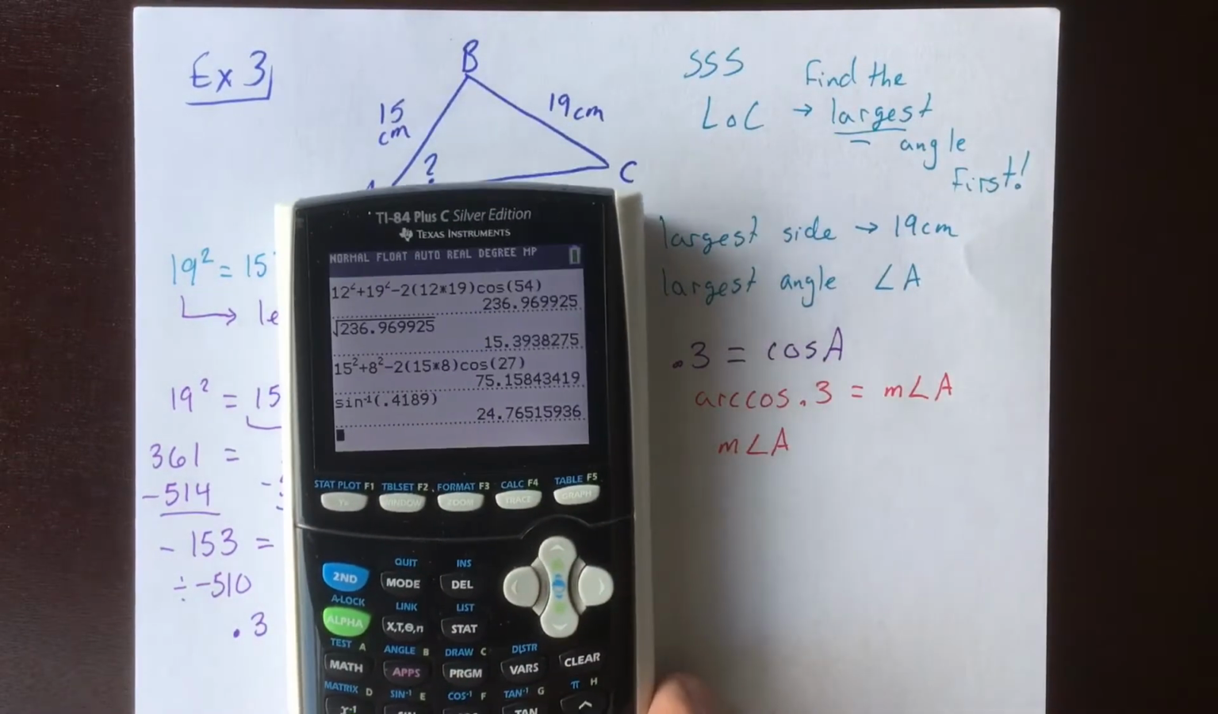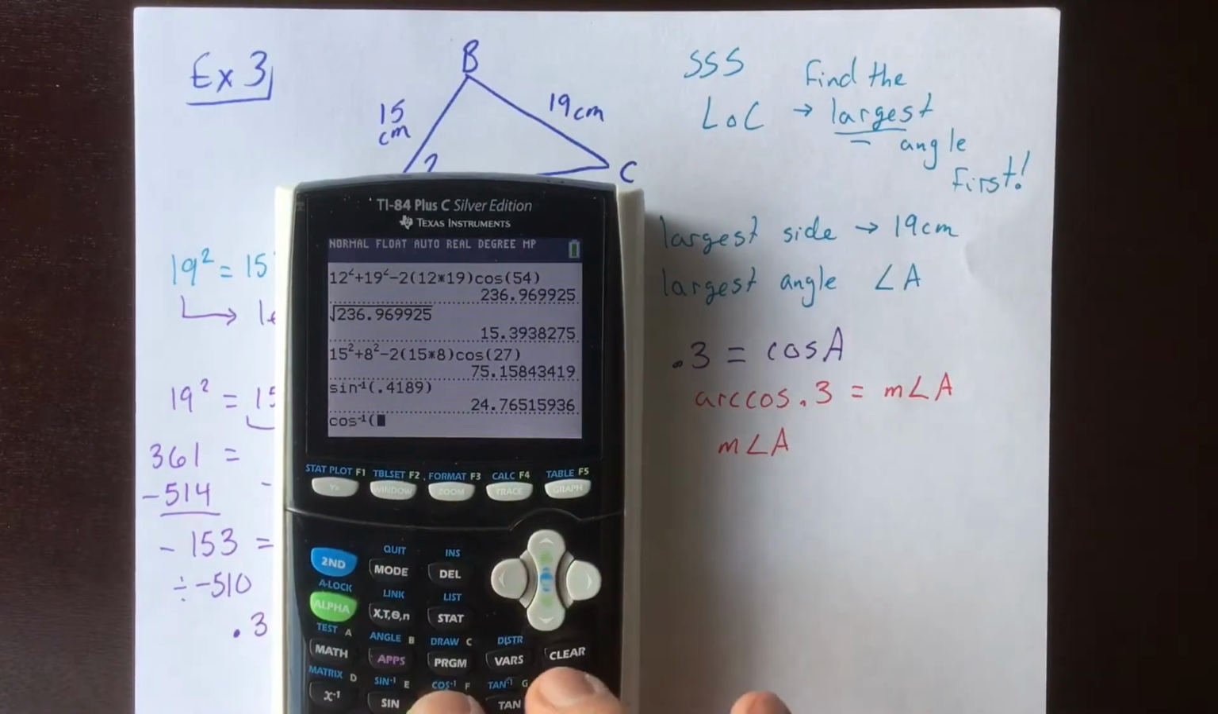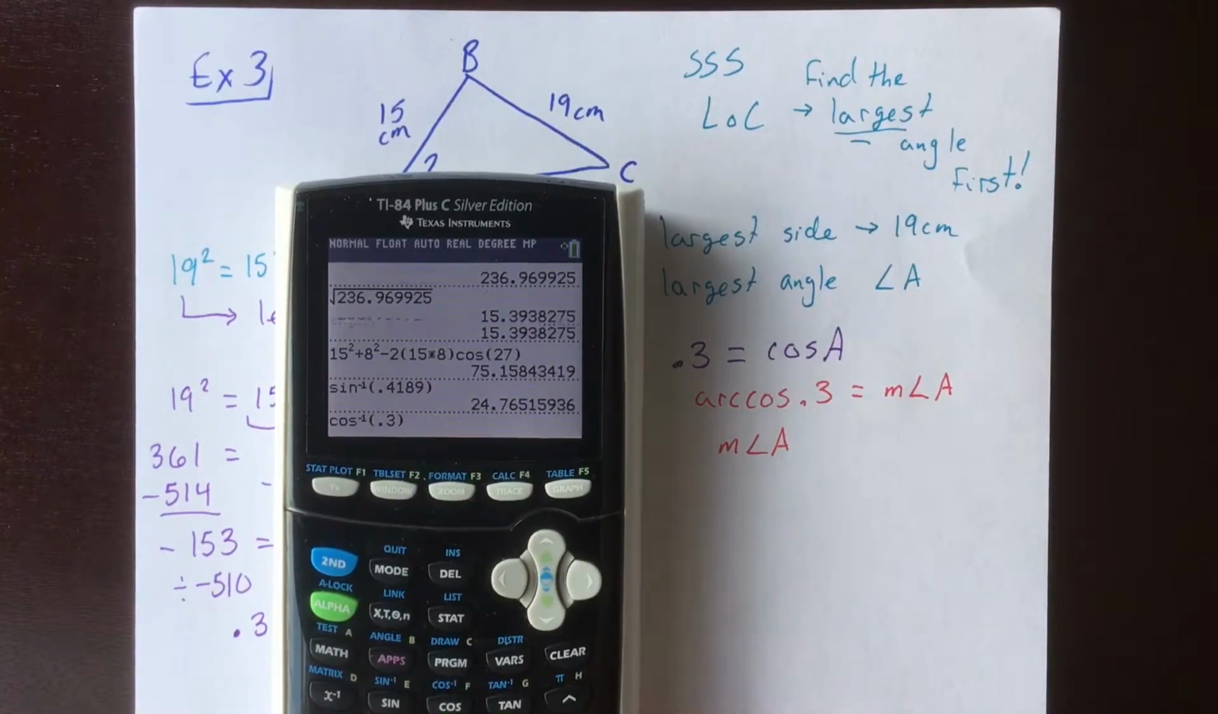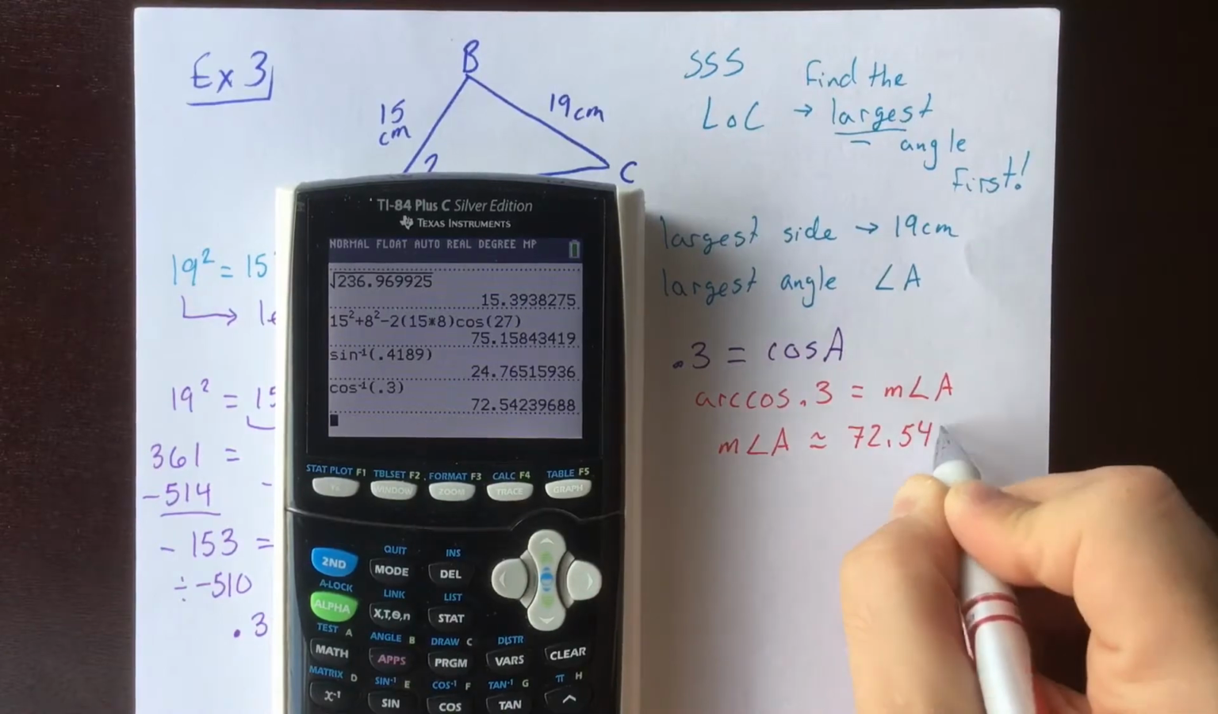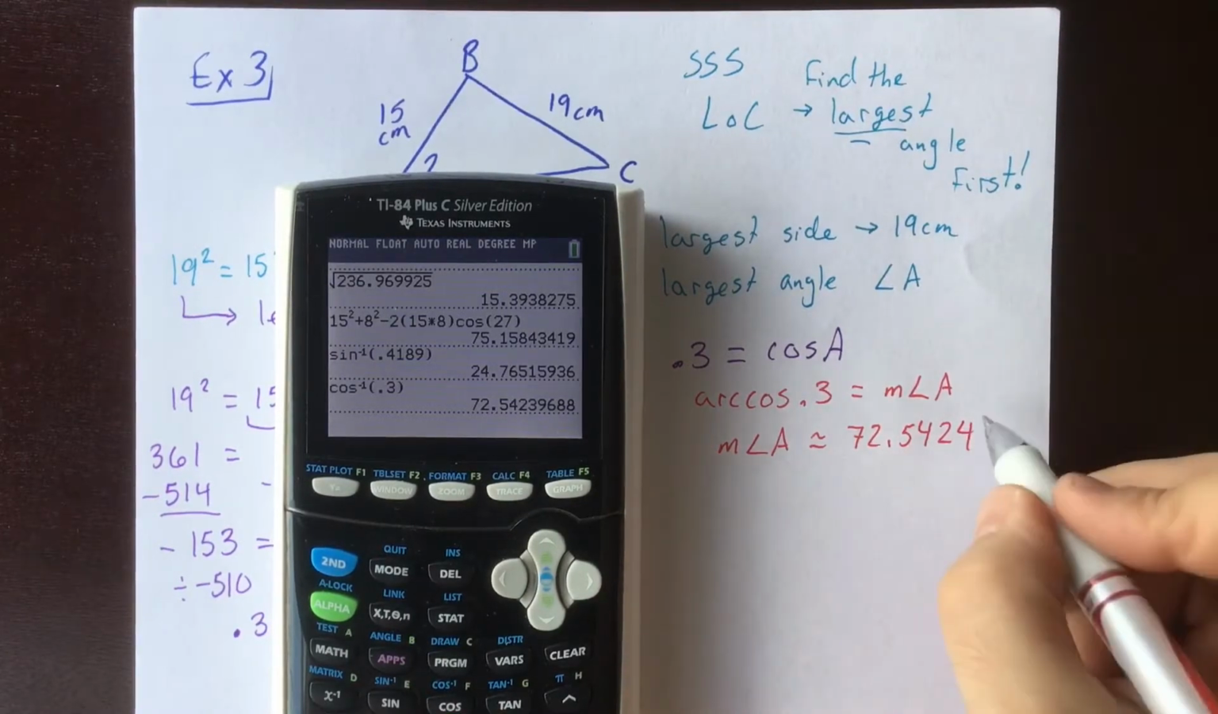Arc cosine of 0.3 gives us approximately 72.5424 degrees.